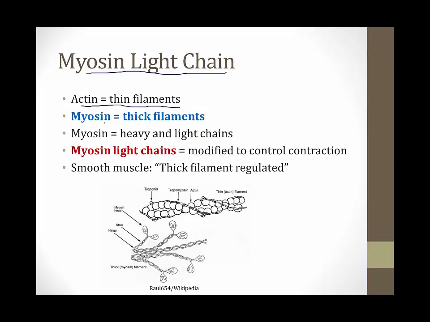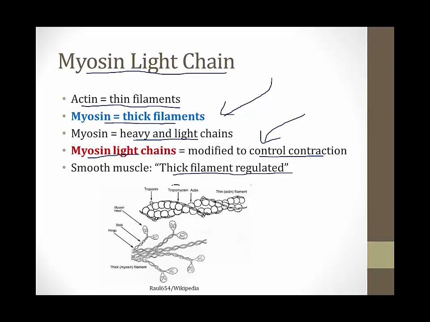In the video on skeletal muscle, I talked about how actin represented the thin filaments found in muscle cells and myosin represented the thick filaments. Well, it turns out that myosin is made up of both heavy and light chains, and the light chains are modified in smooth muscle to control contraction. So because myosin are the thick filaments in muscle cells and myosin light chain is what's modified in smooth muscle cells to control contraction, smooth muscle is said to be thick filament regulated, and this is in contrast to skeletal muscle, which is thin filament regulated.